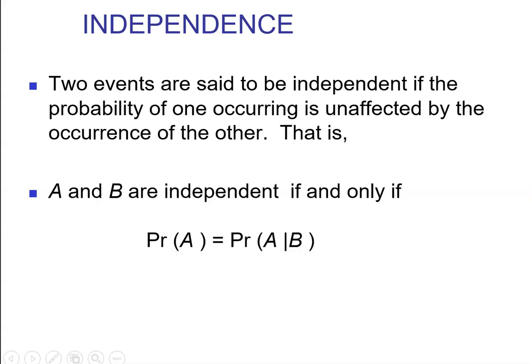All right, independence. Another little important portion here. Two events are said to be independent if the probability of one occurring is unaffected by the occurrence of the other. So A and B are independent if and only if the probability of A equals the probability of A given B.